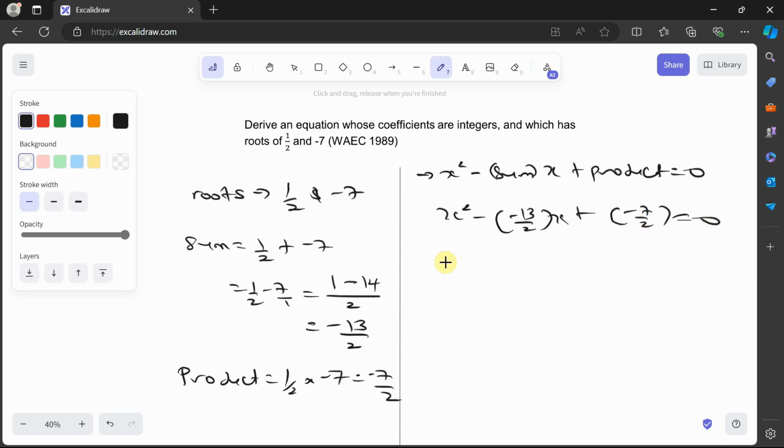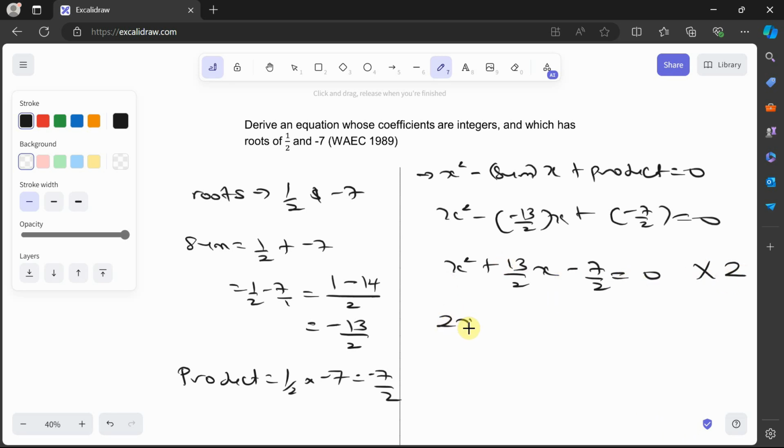So let's expand the bracket and that will be x squared plus 13 over 2x minus 7 over 2 is equal to 0. So most times we don't always like to have this over 2 over 2. So what we'll just do is that since this is over 2, we can multiply this entire equation by 2. If we multiply the left hand side and right hand side by 2, we'll be fine.